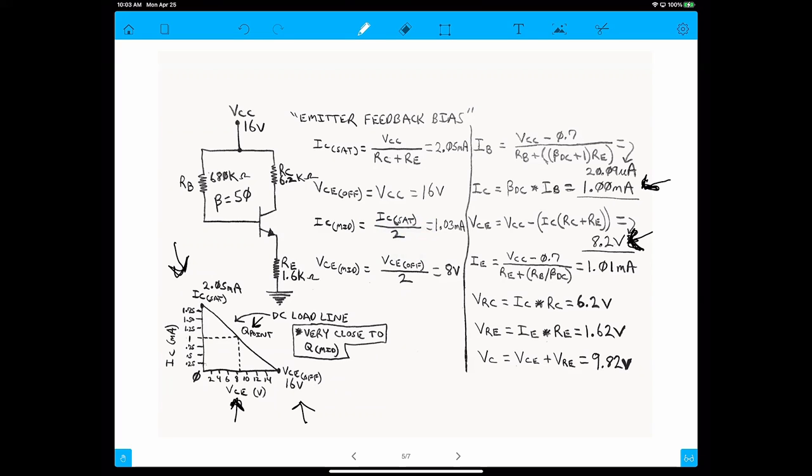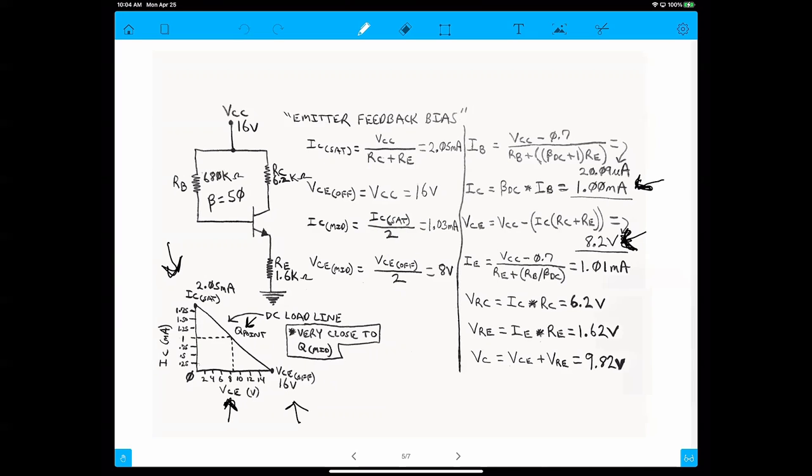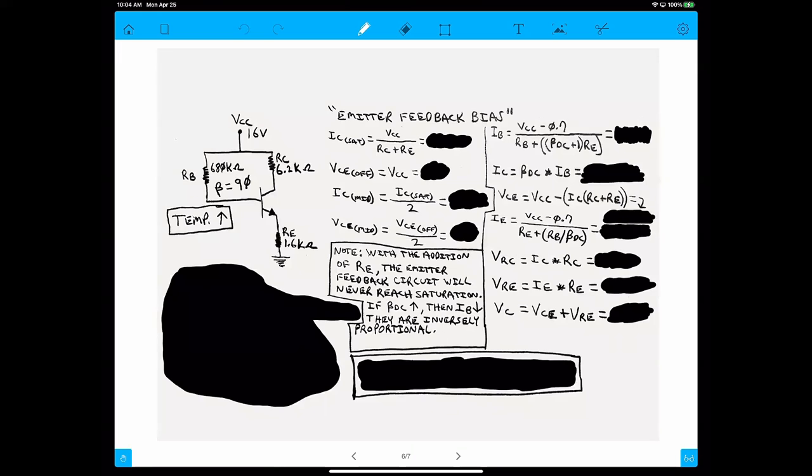Very well for us. That should give us a nice clean AC signal out as far as being amplified and so forth. So now we want to know what's going to happen in this type of circuit for emitter feedback bias whenever temperature increases. So let's increase our temperature. In this case, we're going to increase it to a beta of 90, almost double from what it was before.